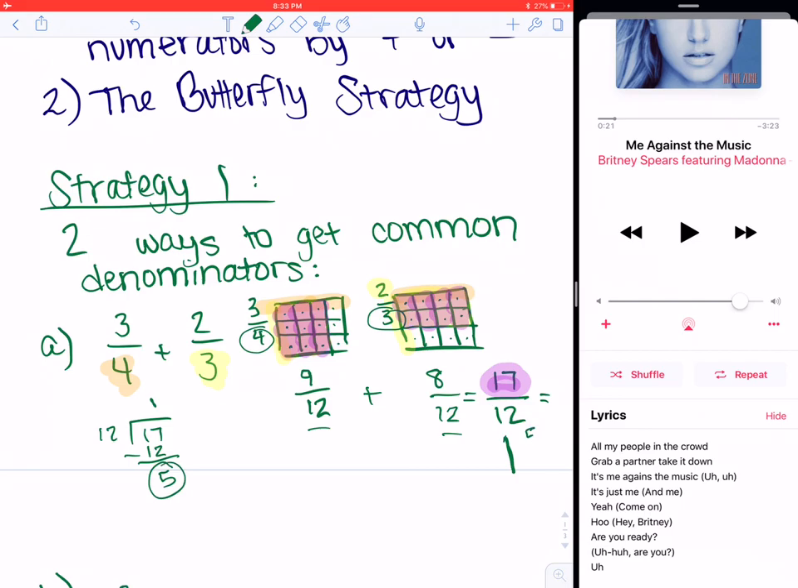5 is now my numerator. That's how many pieces are in an unfull box, a box with space. And my denominator doesn't change. So my answer is 1 and 5/12. So when I add 3/4 plus 2/3, I get 1 and 5/12. Okay, let's do this in one other way, and you can choose the strategy you like best.